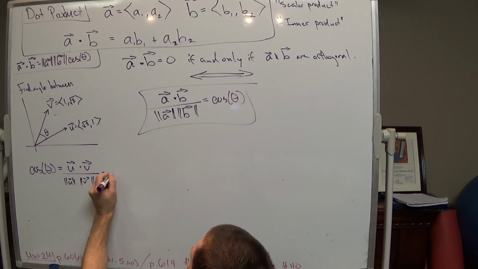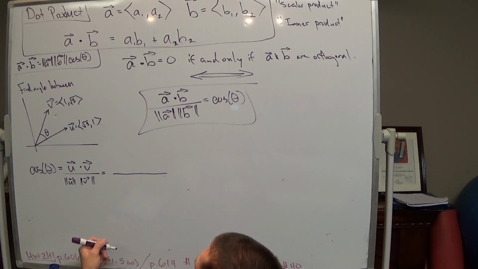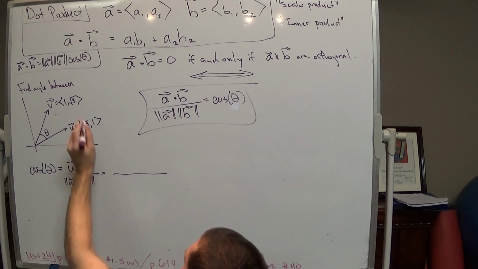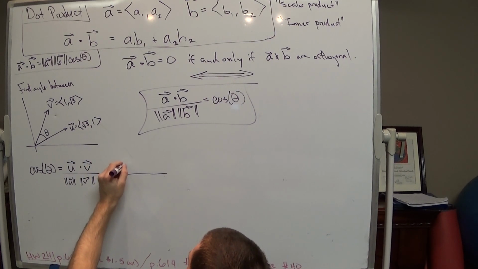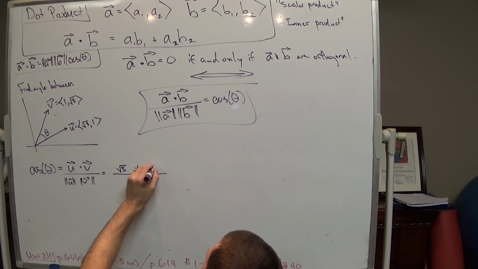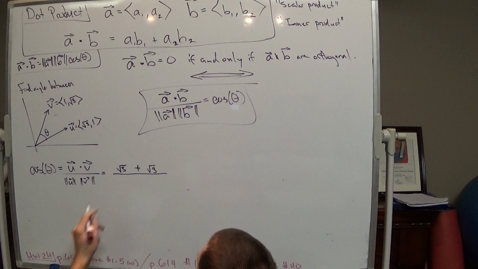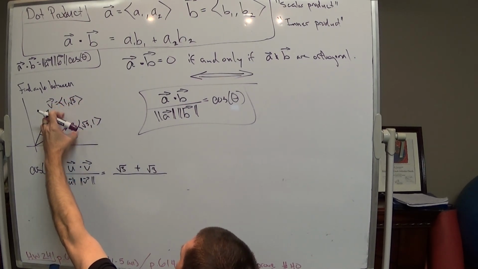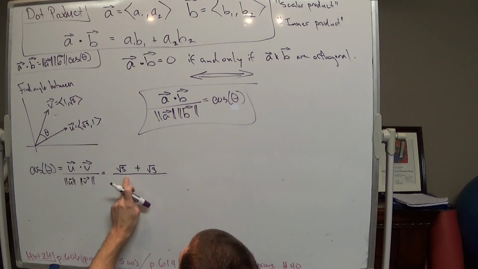What is u dot v? Something times something plus something times something. U1 V1 plus U2 V2, which is what? Oh, root 3 times 1, right? It's just those two multiplied together plus those two multiplied together, which is that.